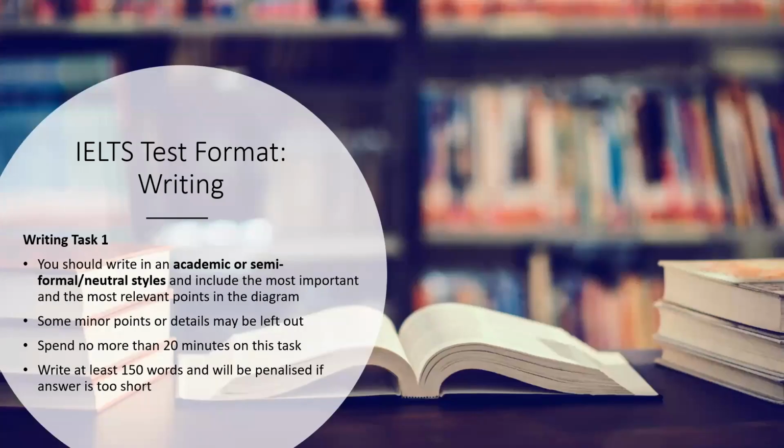Now, in task 1, we are required to write in academic or semi-formal or neutral style. It should be academic style, it should be semi-formal, or it can be neutral, but it cannot be informal style of writing. All right. And in part 1, we have to include only the most important information, or the most relevant points in the diagram, table or chart. Some minor details or minor points can be left out. We can skip those minor details.